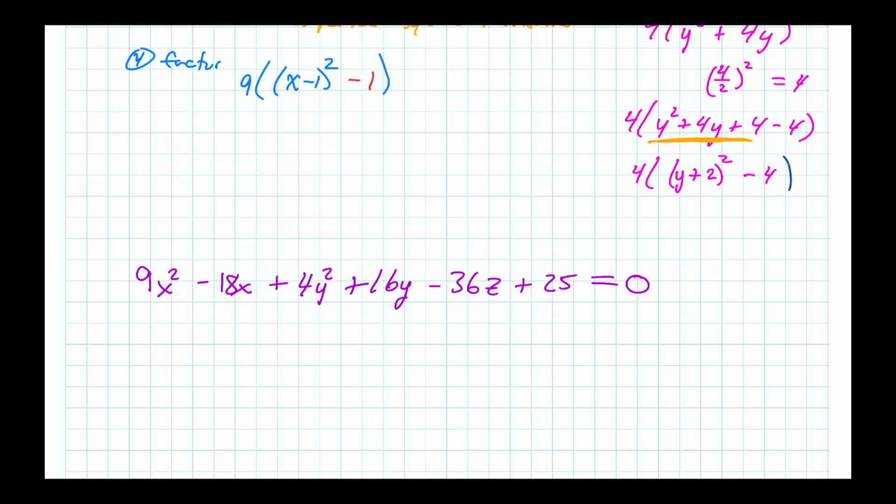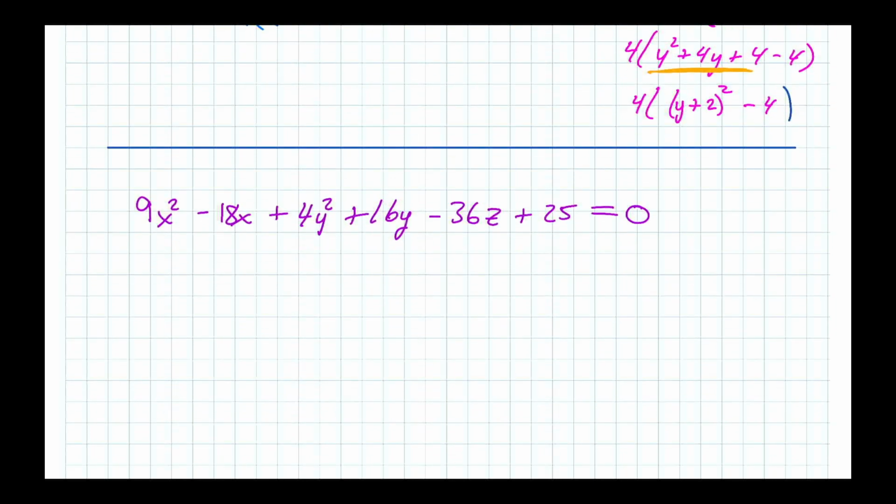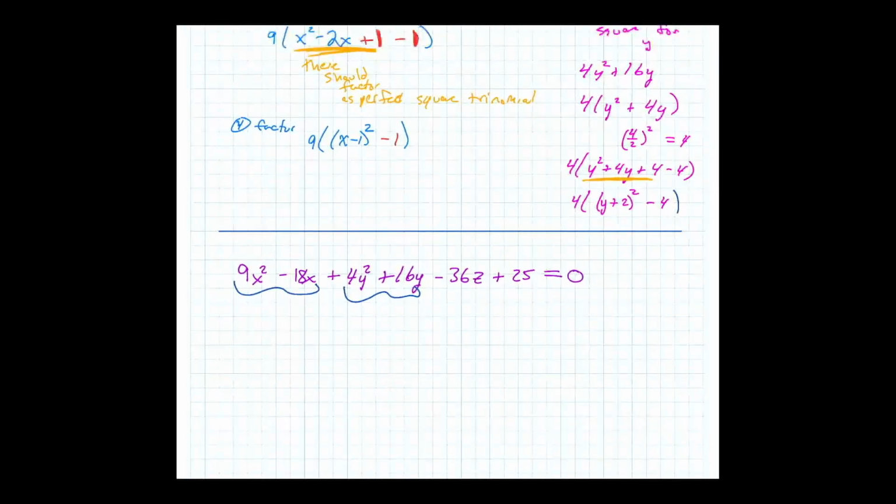Okay. So now back to where we started. So we just replaced this and we replaced this with the first one turned out to be 9 x minus 1 squared minus 1. The other one turned out to be 4 y plus 2 squared minus 4. And then we have minus 36z plus 25 equals 0.